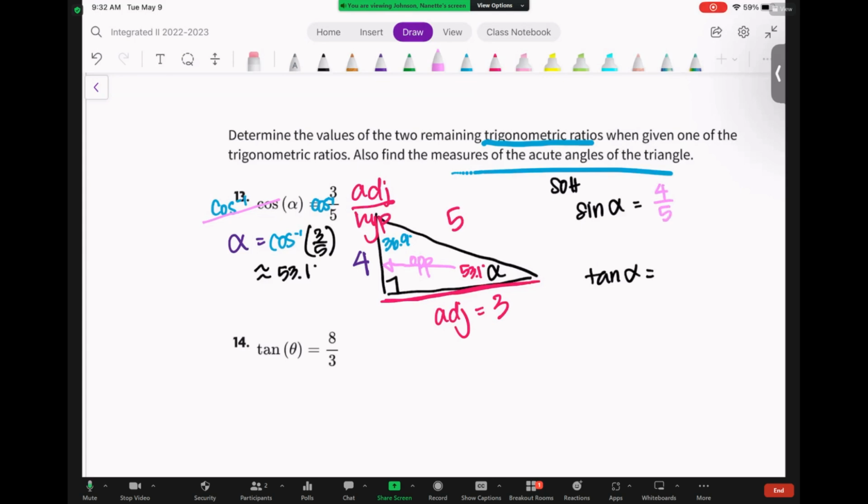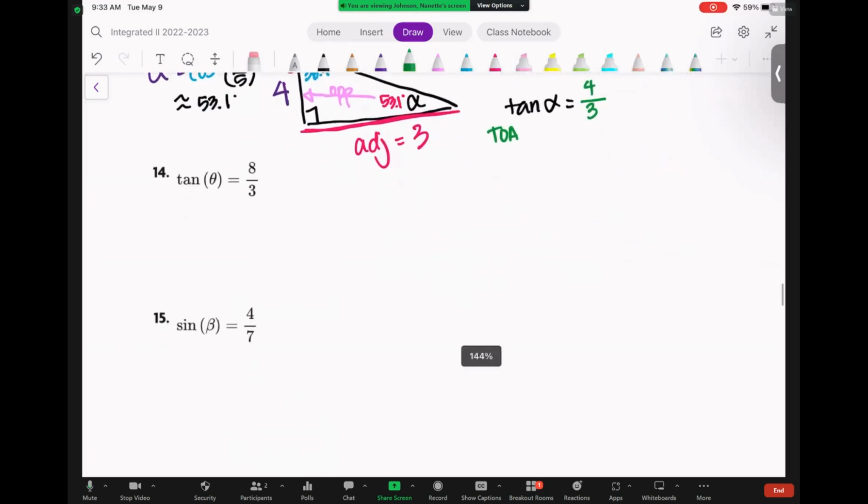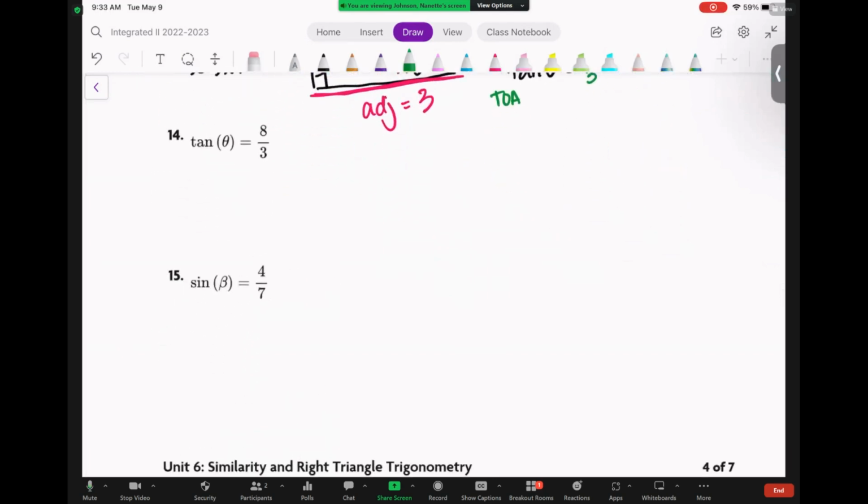And then the tangent of alpha is TOA. Sorry, let me write TOA. So it's opposite over adjacent. So that's just 4 over 3. And that's all they wanted you to do. They wanted you to draw out the triangle based on the information they gave you, in this case, cosine of alpha equals 3/5. So the next one I'm going to do is tan theta equals 8/3.